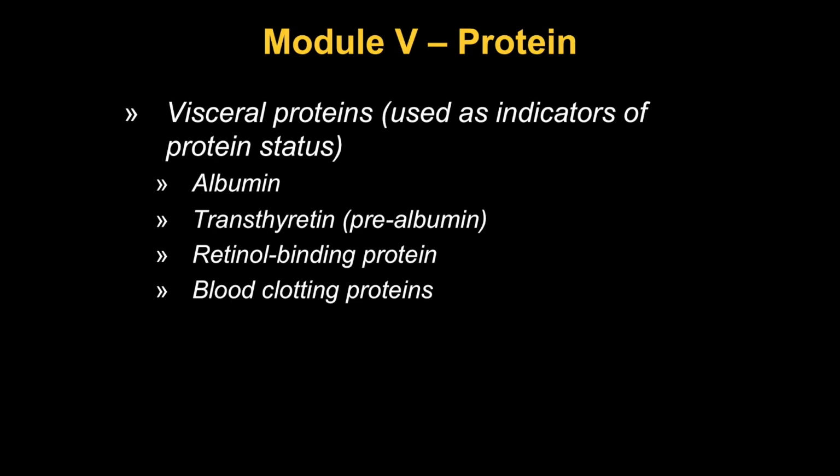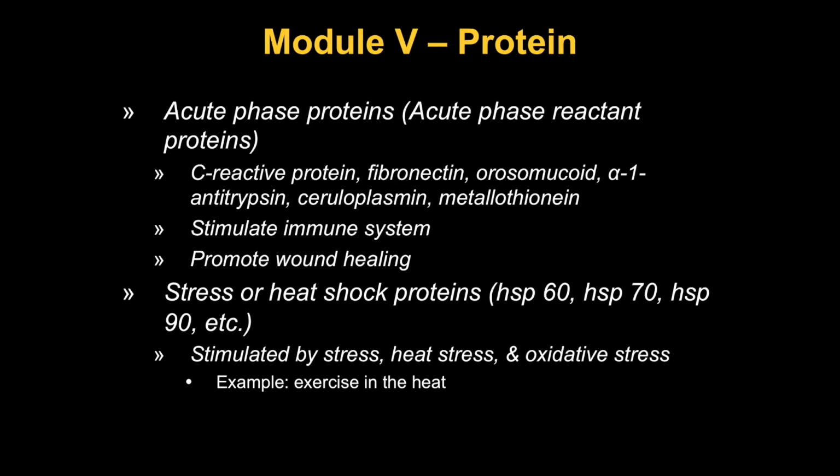We also produce acute phase proteins, which are proteins that react to some sort of stressful situation or some sort of inflammation. There's an immune response there. So for example, C-reactive protein would be an example of an acute phase protein. They're stimulating the immune system, they're promoting wound healing. There are also these stress or heat shock proteins, HSP60 and 70 and 90, etc. There are a whole slew of these that are being studied.